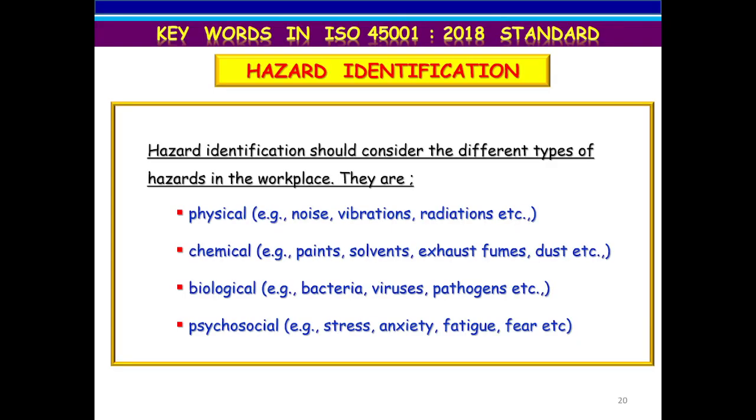Hazard identification. Hazard identification should consider the different types of hazards in the workplace. They are physical, for example noise, heat, vibrations, radiations, etc. Chemical, for example paint, solvents, exhaust fumes, dust, etc. Biological, for example bacteria, viruses, pathogens, etc. Psychosocial, examples are stress, anxiety, fatigue, fear, etc.